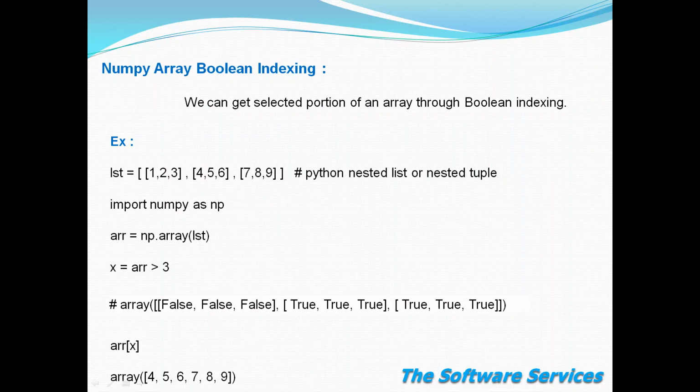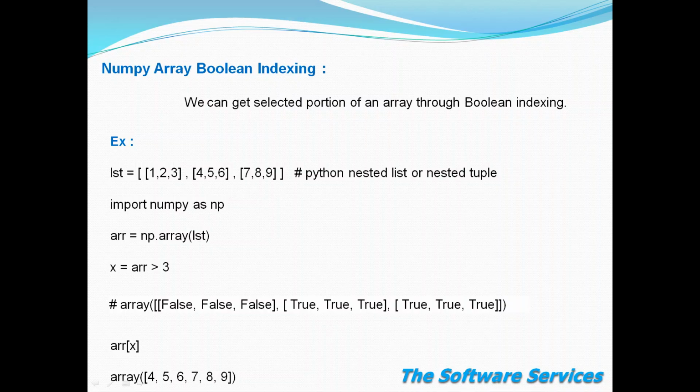In this class we will discuss Boolean indexing of NumPy array. In the earlier class we had seen normal indexing. In this class we will learn about Boolean indexing. Boolean means true or false. Only two conditions are there, only true or false.